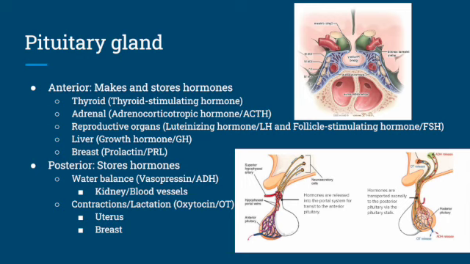And then the posterior pituitary gland will be predominantly responsible for vasopressin, or ADH, which is called antidiuretic hormone. And that job is predominantly to maintain water balance and has a role in blood pressure maintenance, and acts with the blood vessels in the kidneys to achieve that. And then oxytocin, which is going to stimulate the uterus or the breast related to lactation or contractions during labor.